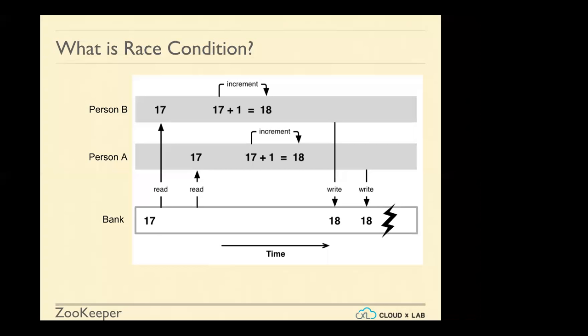Okay, so is everybody clear about the race conditions? Two processes competing for the same resource. Two processes racing for the same resource is called race condition. All right?